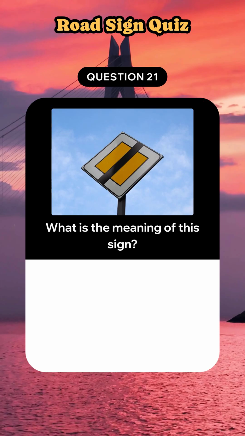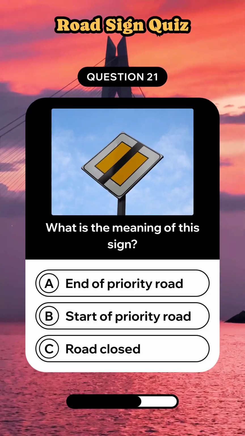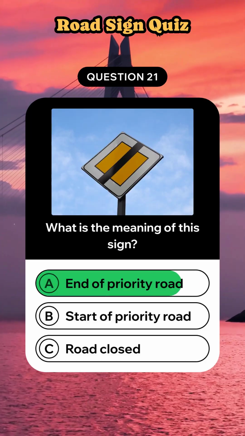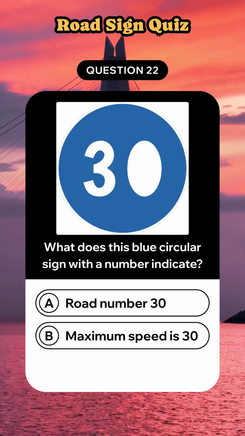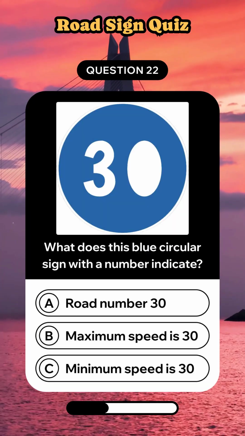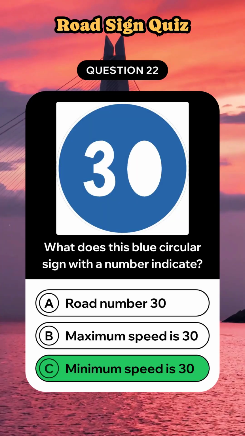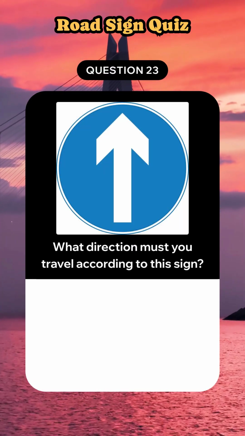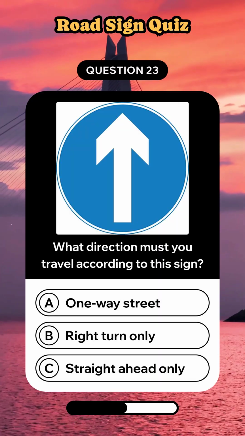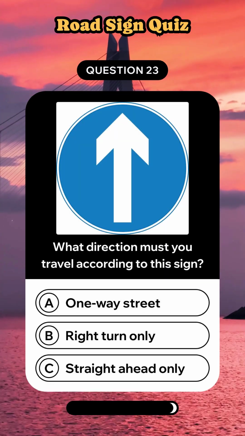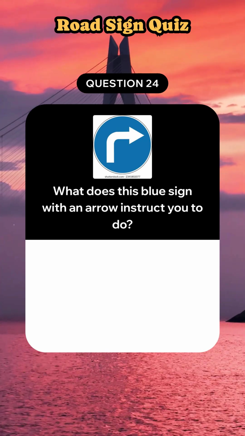What is the meaning of this sign? What does this blue circular sign with a number indicate? What direction must you travel according to this sign? What does this blue sign with an arrow instruct you to do?